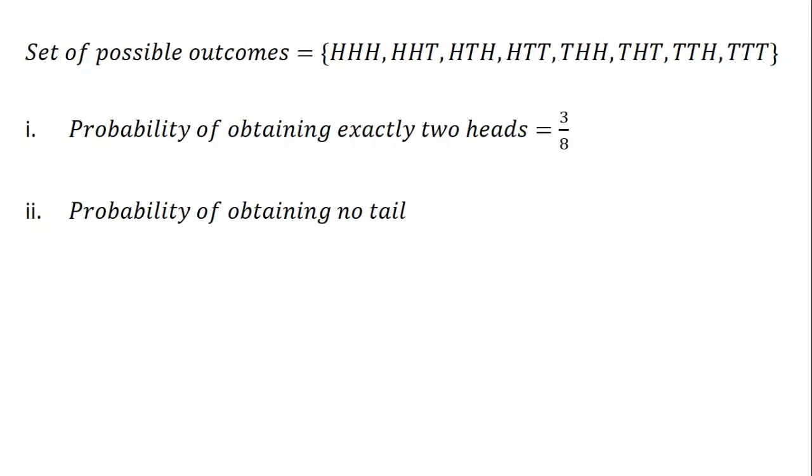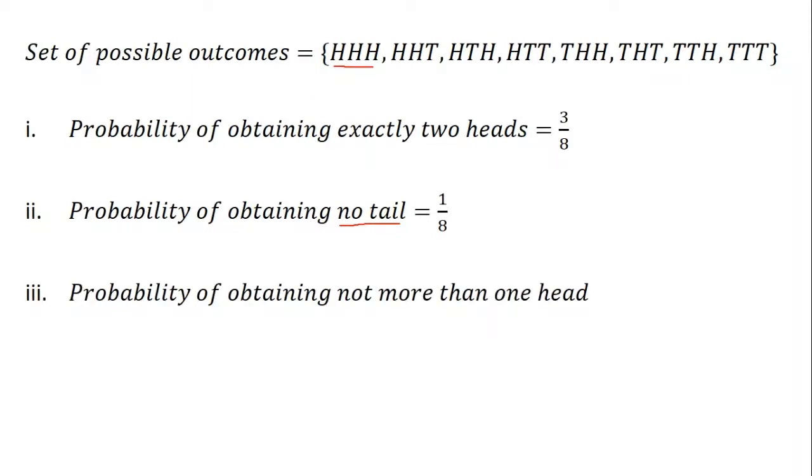The next one is the probability of obtaining no tail. So our event is no tail. We are looking for members in this sample space with no tail. This is the first one because there is no tail here. We can see from here that it's only 1. No tail is only 1. So the probability is going to be 1 divided by the sample space, which is 8.